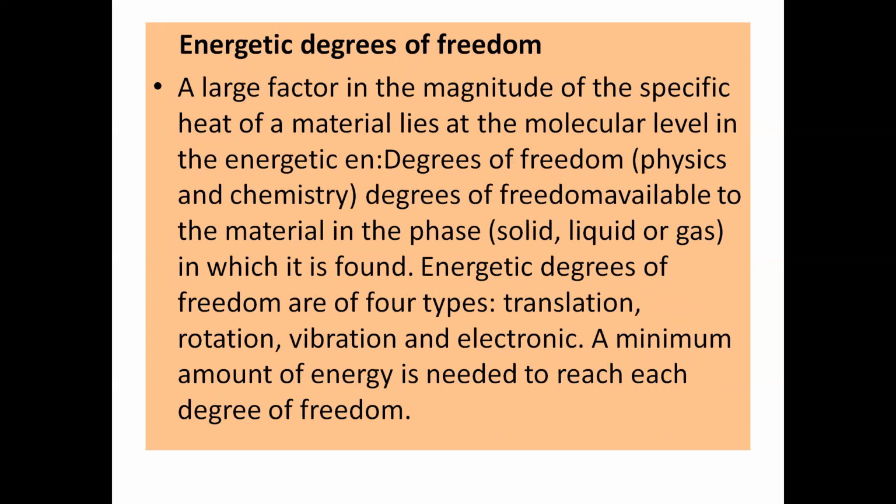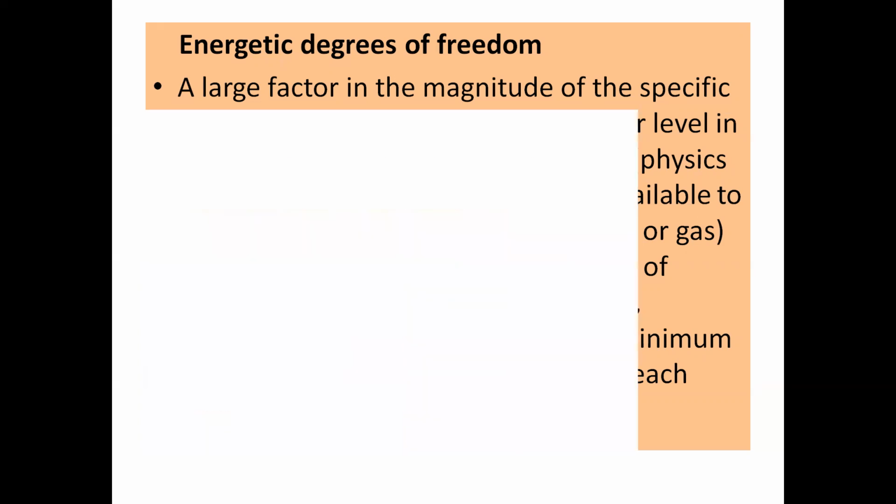Next, coming to another factor, energetic degrees of freedom. A large factor in the magnitude of the specific heat of a material lies at a molecular level in the energetic degrees of freedom. Degrees of freedom are available to the material in the phase, which may be solid, liquid or gas, in which it is found. Energetic degrees of freedom are of four types: translation, rotation, vibration, and electronic. A minimum amount of energy is needed to reach each degree of freedom.